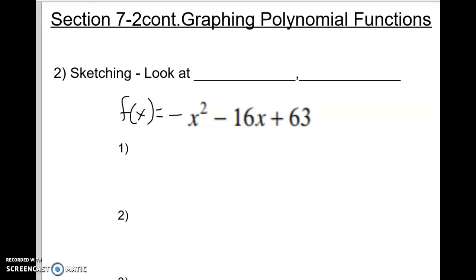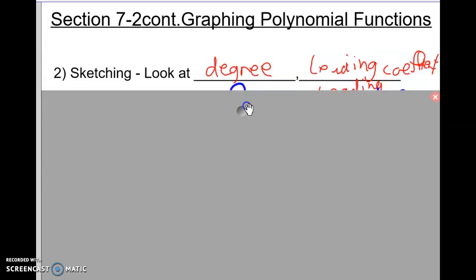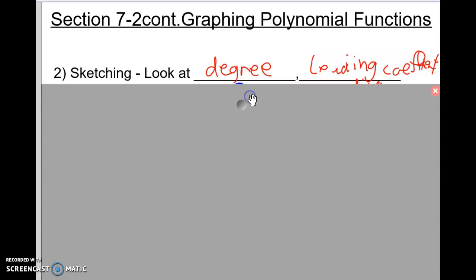Guys, we're going to talk about sketching today. This is part 2 of 7.2. We already talked about how important degree is, and it still is very important. But I want to go over all these materials that lead up to us making a good sketch. First, you need to know the degree and the leading coefficient. It's so important for the 1, 2, 3 things you need to know.